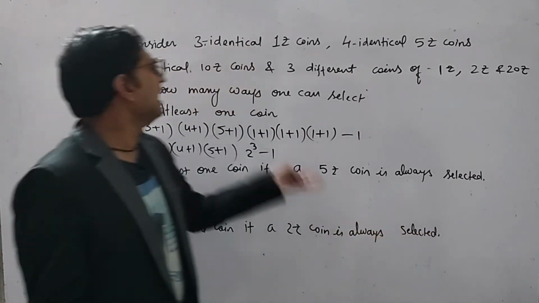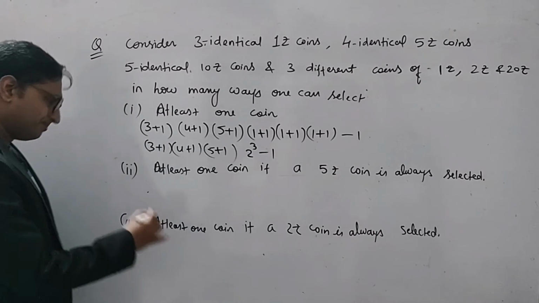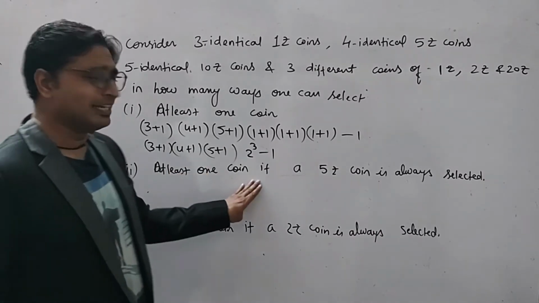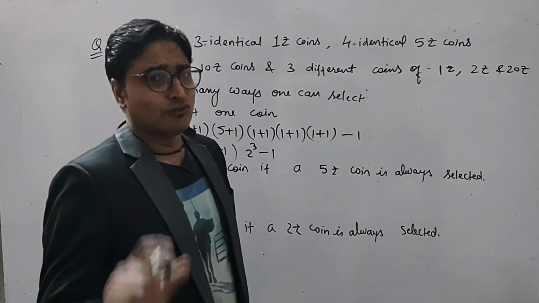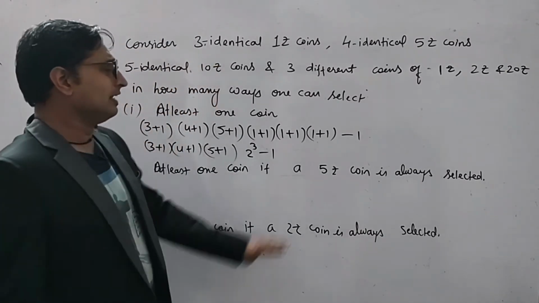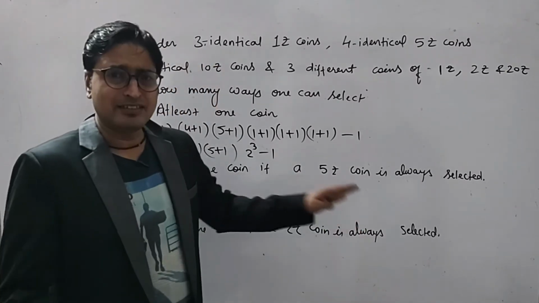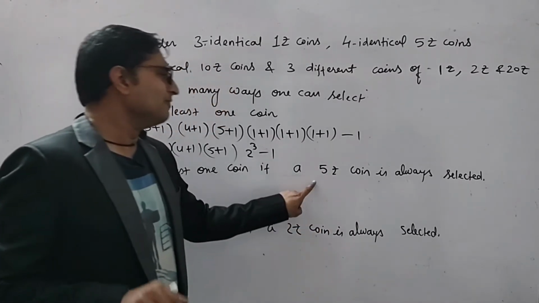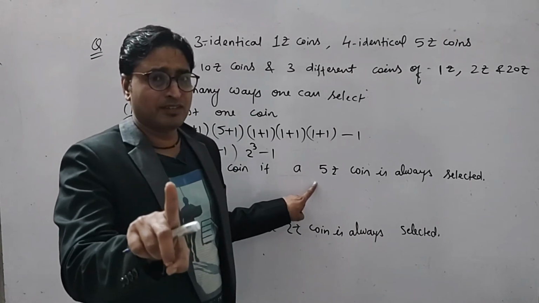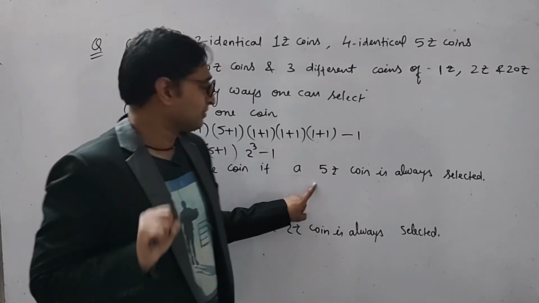Okay, so these are the total number of ways through which you can select at least 1 coin, and that may be any coin. Here at least 1 coin you have to select, and a 5 rupee coin is always selected. So what will happen? You have to select at least 1 5 rupee coin. Means you have to select at least 1 coin, but a 5 rupee coin must be there. Okay, you have to keep in mind.